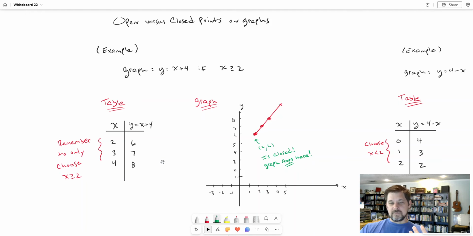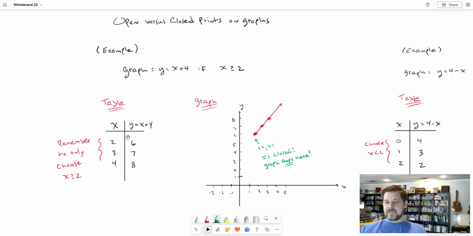So on my table, I choose x to be 2, 3, and 4. Why would I do that? Well, because the instructions were that we're going to graph this equation, but only if x is greater than or equal to 2. So that means 2 is okay, and anything bigger than 2. I choose 2, 3, and 4 in order to abide by greater than or equal to 2. If I put 2 in there for x, what is 2 plus 4? That would be 6. If I put 3 in there for x, what is 3 plus 4? That would be 7, and so on.